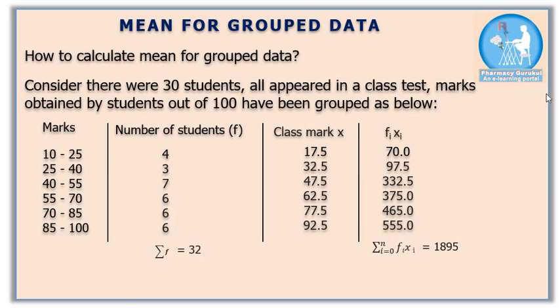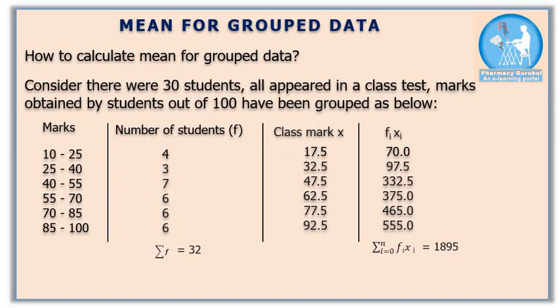Now we have to find the value of the class mark x. To find the class mark x, we have to find the average of the lower class value and the higher class value. In the first case, the lower class value is 10 and the higher class value is 25. So 10 plus 25 divided by 2 is equal to 17.5.